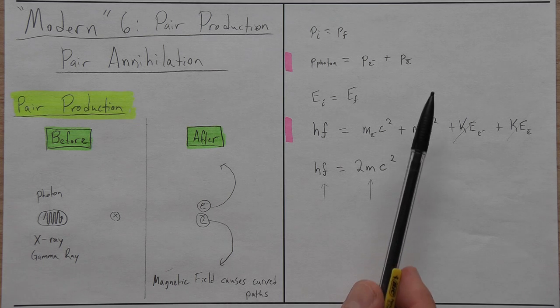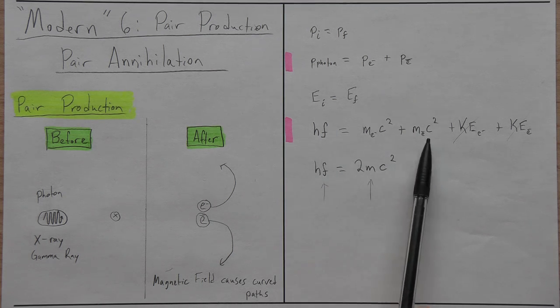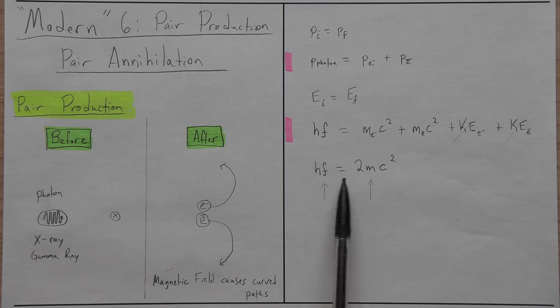The key idea is momentum's conserved and energy's conserved. hf is mc squared and mc squared, giving us this. We could calculate between frequency and mass. Okay, so the next topic for today is pair annihilation, which I already mentioned. So let's move on to that.